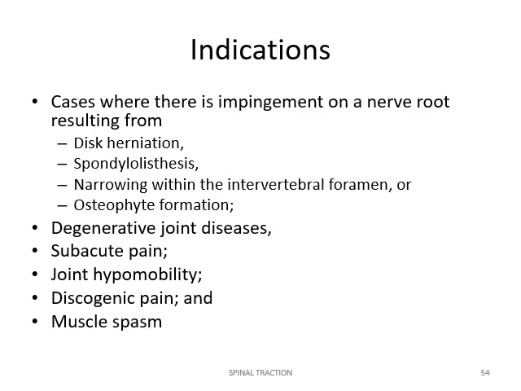There are a number of conditions for which spinal traction may be useful, including cases where there is impingement on a nerve root resulting from disc herniation, spondylolisthesis, narrowing within the intervertebral foramen, or osteophyte formation, degenerative joint diseases, subacute pain, joint hypermobility, discogenic pain, and muscle spasm.